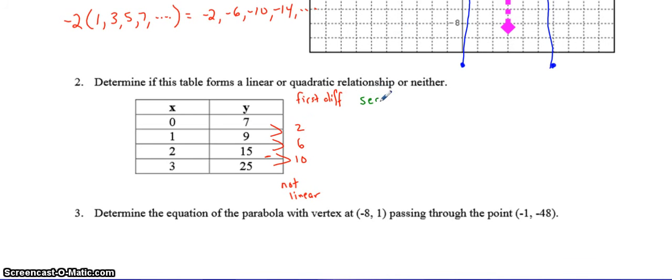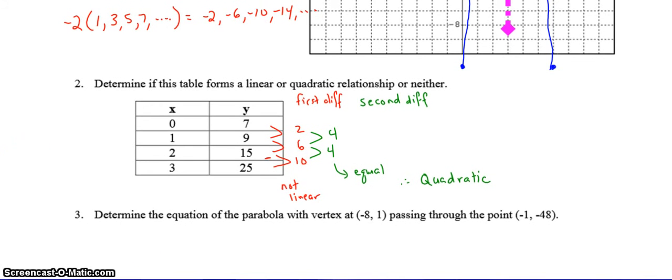Now calculate the second differences, which means we take the first differences of the first differences. So 10 minus 6 is 4, 6 minus 2 is 4, and because the second differences are equal, that means it's a quadratic relationship. So that's how you determine if it's linear or quadratic from a table.